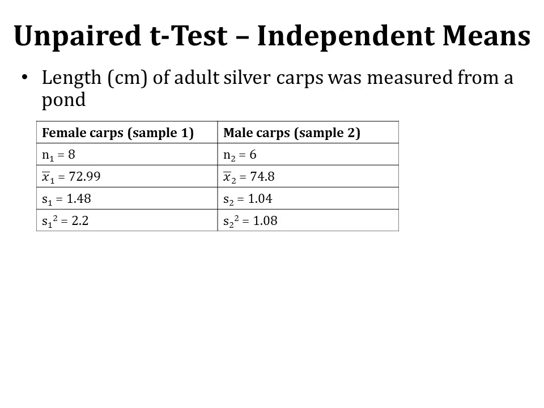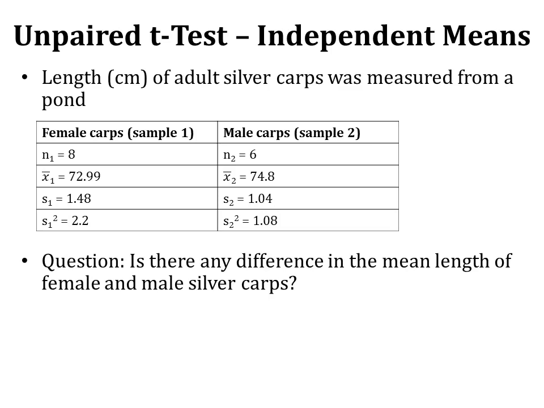And then the variance is 2.2 centimeters for the female silver carps and 1.08 centimeters for the male silver carps. Why have we labeled female silver carps as sample number 1? Because the variance of the female group is greater than the variance of the male group.